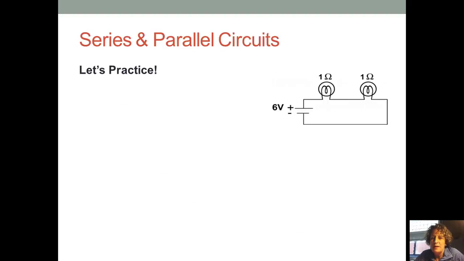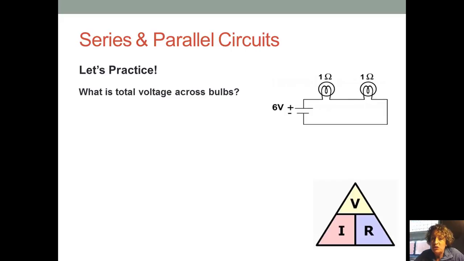So let's practice. We have an example here where we've got 6 volts of a battery. We've got 2 resistors. Both of them are 1 ohms of resistance. We know the Ohm's law of V equals I times R. So what is the voltage drop across the bulbs? What is the one thing that we're missing here? We're missing current, aren't we?